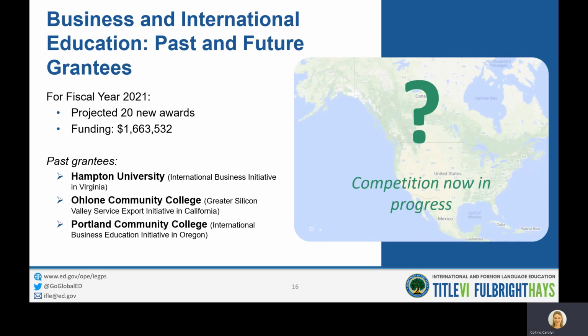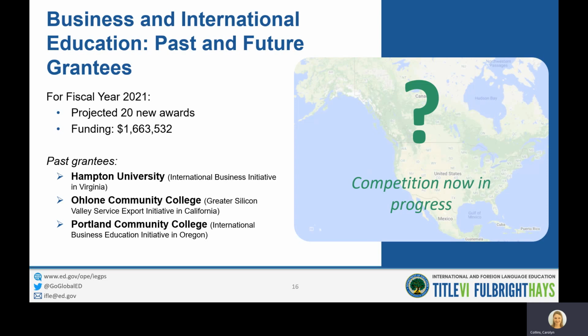This program actually hasn't competed in terms of having a competition for new grants in a number of years, but we're excited to have it back on our roster. And we are currently conducting a competition to select the new grantees for fiscal year 2021. We project to make about 20 new awards, and those awards will make up about $1.6 or $1.7 million of funding.